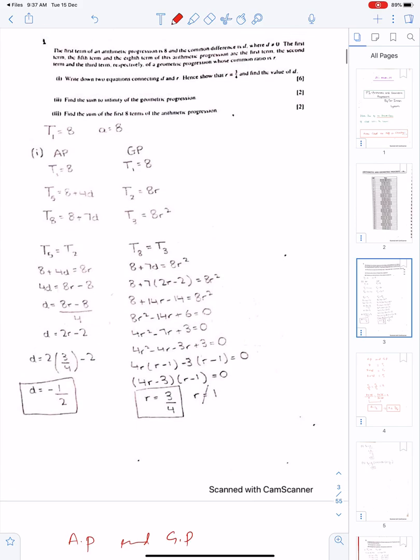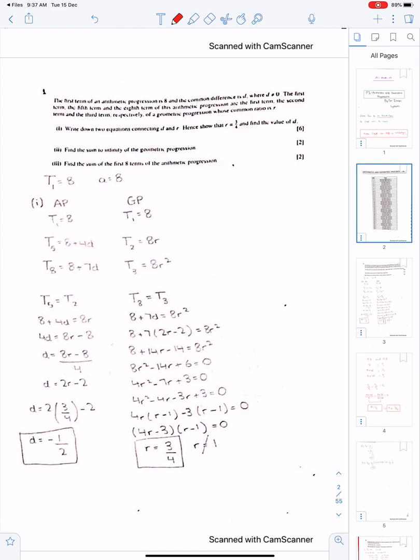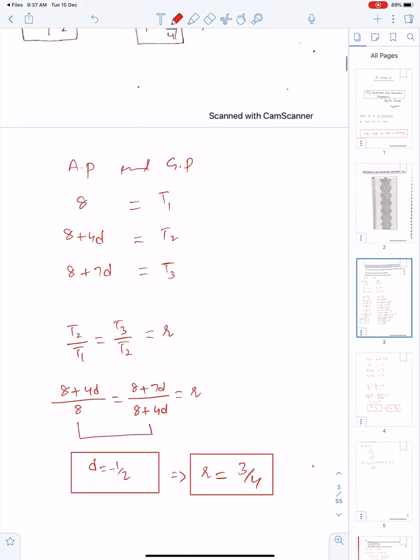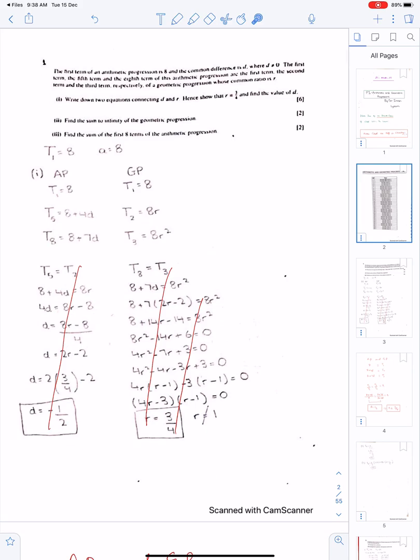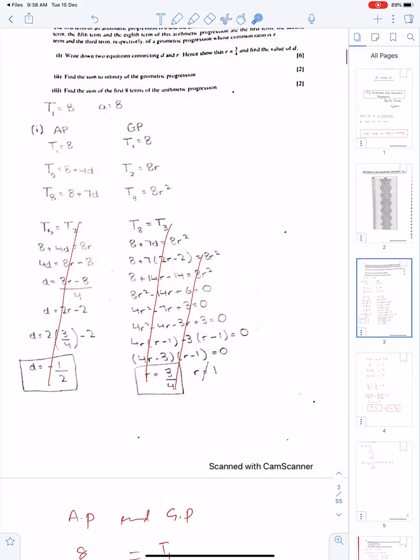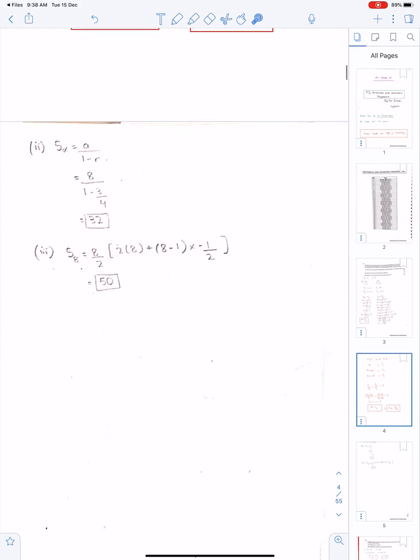Now the next part of this question: don't use this method. This is the complicated way. Use this method whenever three consecutive terms are given. Always use this formula. Find the sum to infinity of the GP. Now this is so simple. We have the first term 8. We have R. This is the sum to infinity formula. By substituting the values of A and R into this formula, we can get the answer.